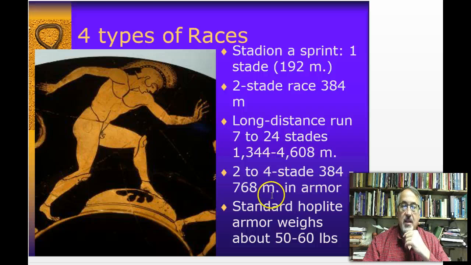Typically all of these events were done in what I call the natural. You were in your, as my mother would say, birthday suit. But they did have a couple of events where they would wear armor, to show their military prowess. So they had some races where you'd actually run with your armor. The armor could weigh 50 to 60 pounds.